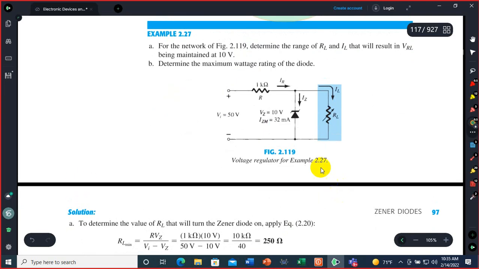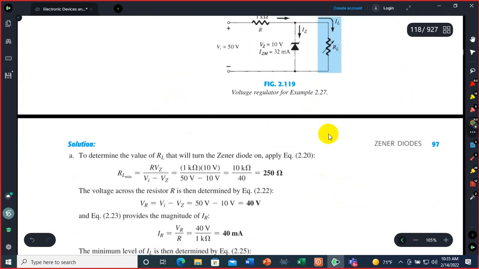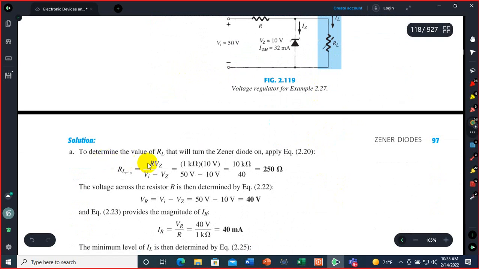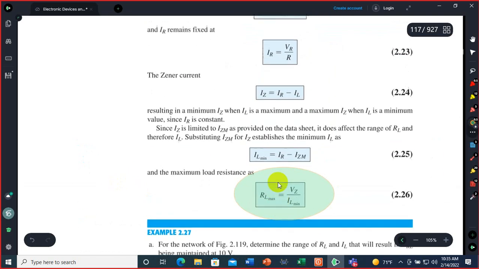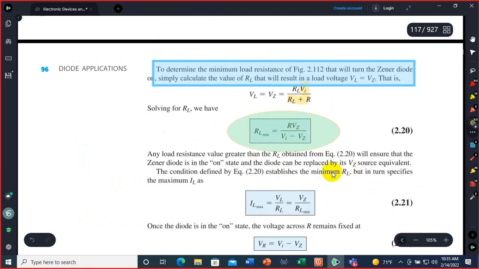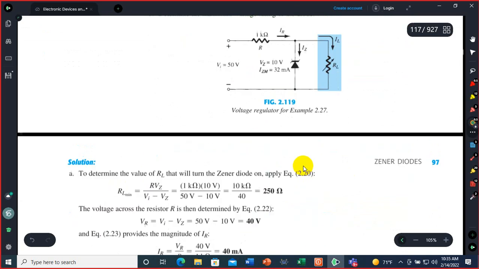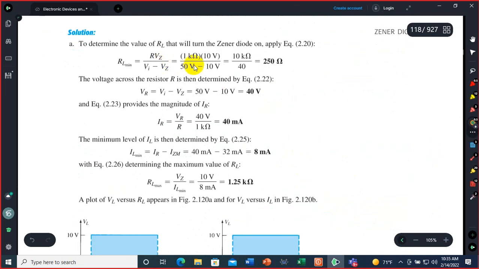When we design the circuit, we will fix the limit. Then determine the maximum wattage rating of the diode. To determine the value of RL that will turn the zener diode on, apply equation 2.20. RL minimum, equation 2.20. We have explained this one. This is our equation, so replace the values.